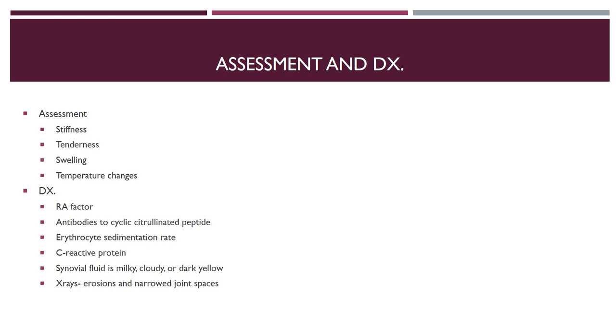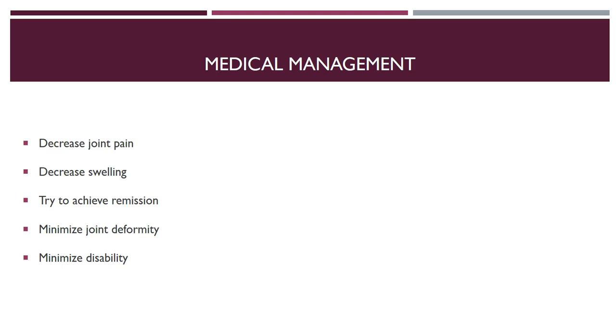I think from what I understand, there's several markers that they have to meet in order to be RA positive. For medical management, it's to decrease joint pain, decrease swelling, try to achieve remission, and minimize joint deformity and minimize disability. Again, for the most part, you're really treating symptoms, which is going to be more inflammation and pain. And again, that's what you can do. You try to do your best.